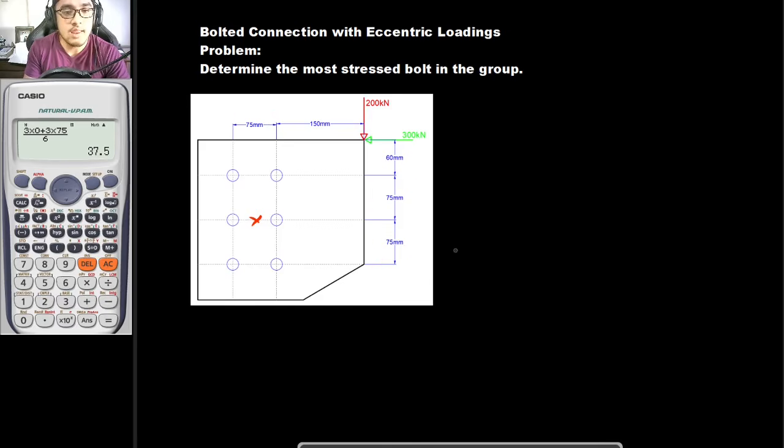The next thing that we should do is to determine the eccentricity of these loadings. For us to determine that, let's just measure the distance from this point up until this point, and this point up until this point.